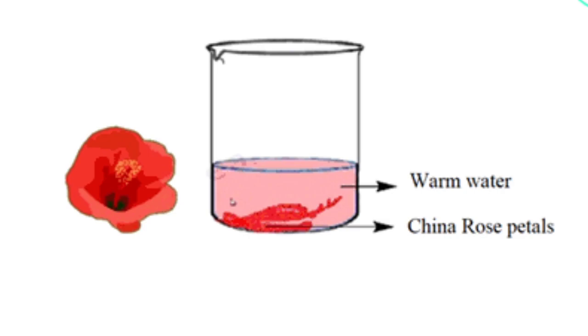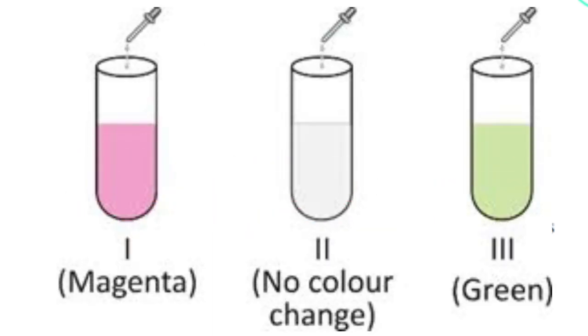Next is China rose. Petals of the China rose, or you can say hibiscus flower, are used to make a juice that is used as a natural indicator. To make the indicator, fresh petals are left in warm water for some time until the water acquires a pink color. The indicator turns dark pink, magenta color in an acid and green in a base.